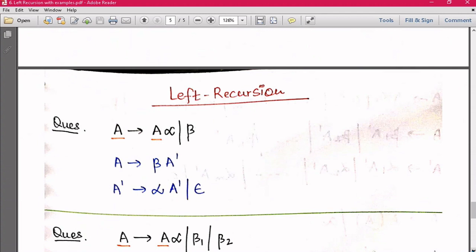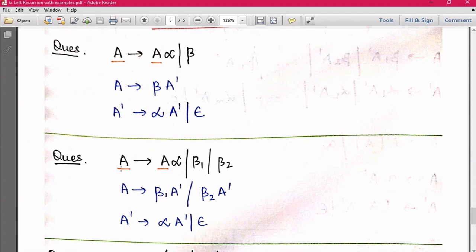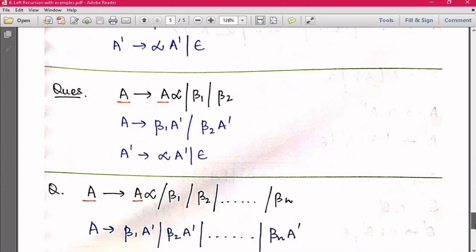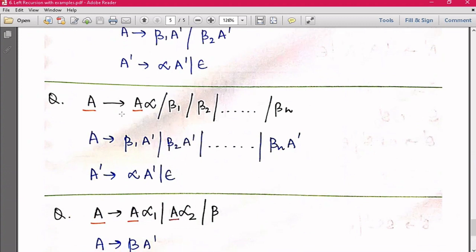Now let's take some more examples. This is very simple. You'll write A is producing what? Non-left recursive production. Beta A dash will produce alpha, and after alpha we'll have the same symbol A dash and epsilon. Then another production is this. This production is having left recursion. So I'll write A is equal to beta 1 A dash and beta 2 A dash because they are not having left recursion. And then A dash will be alpha A dash, and it will also produce one more production, that is epsilon.